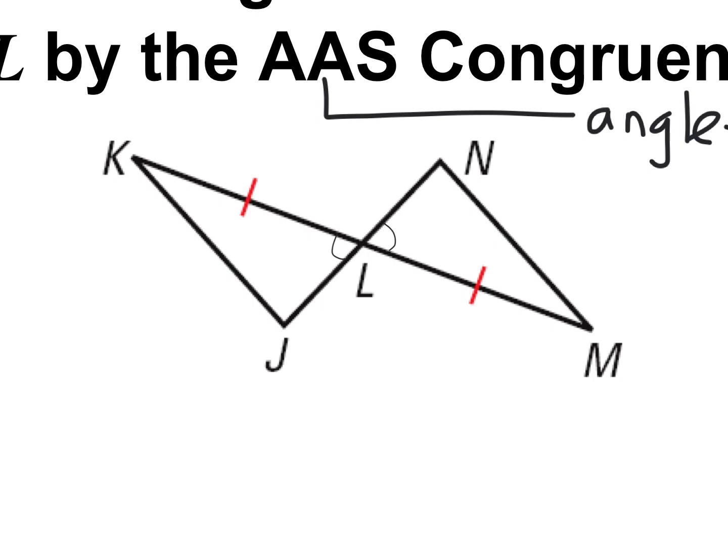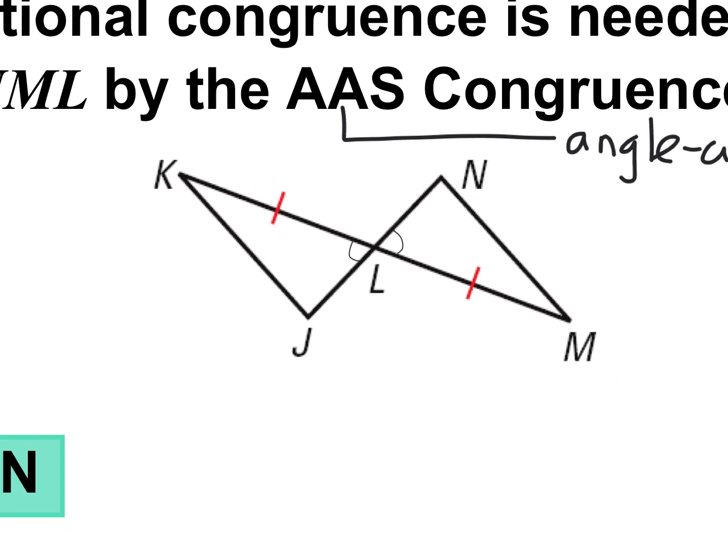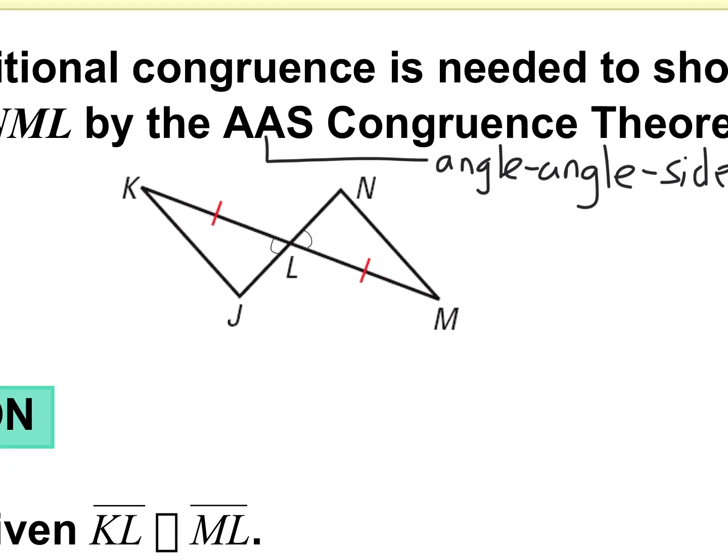All right, so here we're trying to do angle, angle, side. So start with the angle. Do we have an angle? Yes. Do we have another angle in that order? No, but do we have a side? Yes. So we're missing the other angle, right? Okay, where does that need to go? N and J.